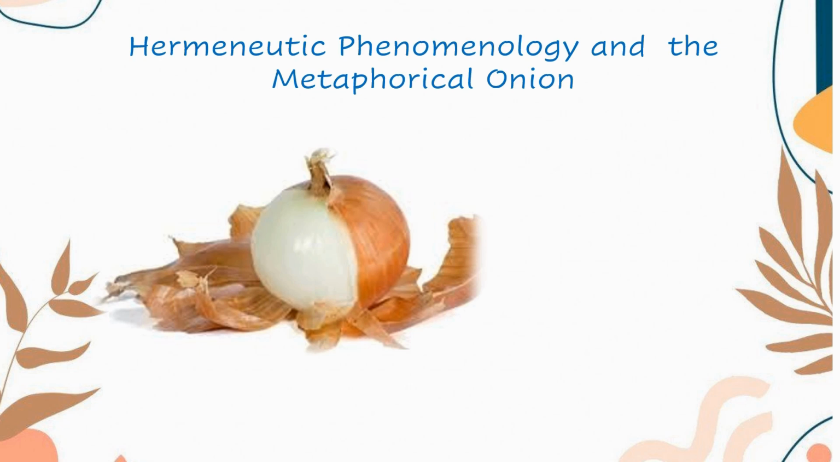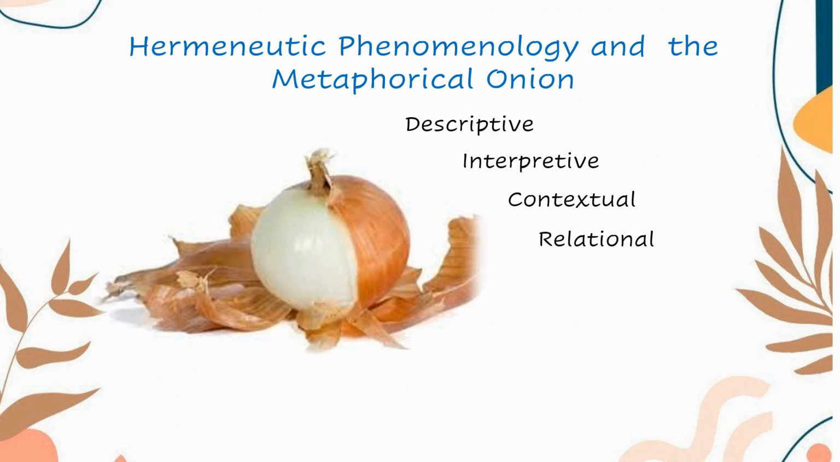A metaphorical onion has the following layers: a descriptive layer, which captures the raw descriptive accounts of the experiences of the participants; an interpretive layer, which delves into the meanings behind these descriptions; a contextual layer, which explores how academic culture and societal expectations shaped the experiences; a relational layer, which examines the role of relationships with peers, mentors, and family; a temporal layer, which considers the evolution of their imposter syndrome over time.